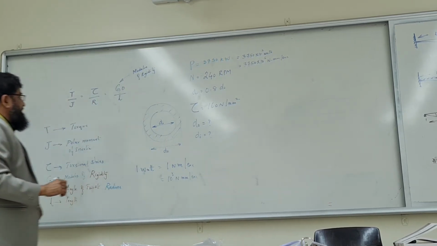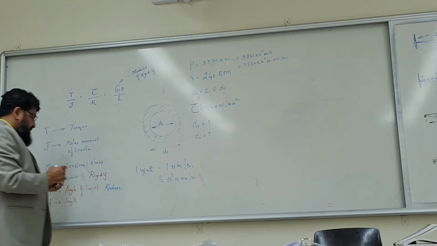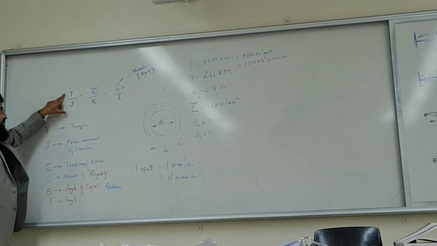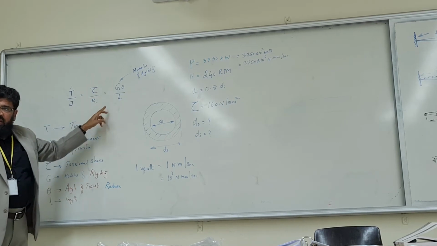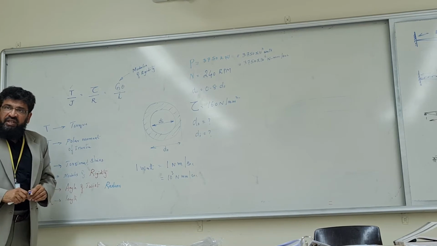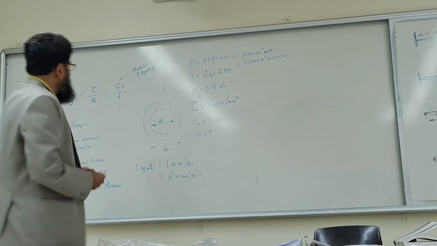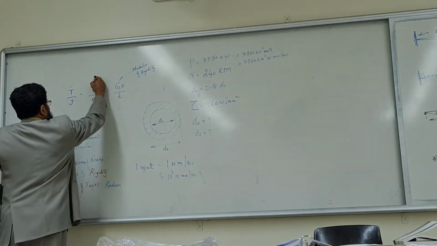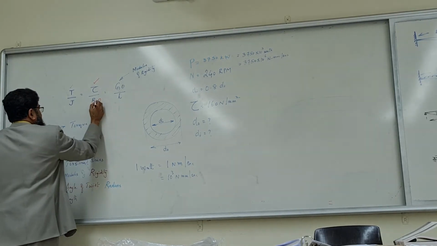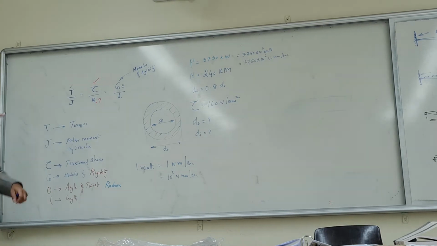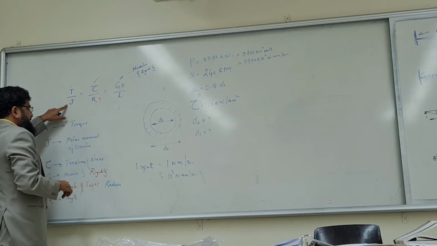And now what is the stress he gives me? 160 Newton per millimeter square. Good. Now let's come here. What is our equation? T by J is equal to tau by R is equal to G theta by L. This is the simple torsion equation. Understand? This is the standard equation. What are the things we know in this one? This one he has already given. I know this one. This I need to find out. When we are talking about R, this is R naught, because it is for a solid shaft, outside diameter. Now J we can find out.